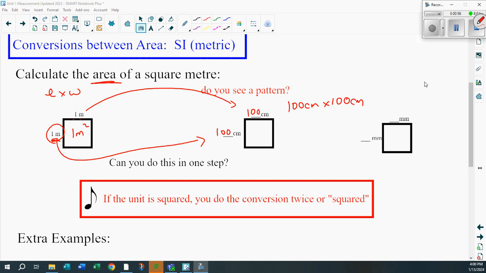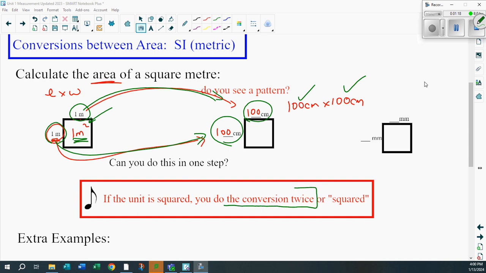I bet you don't see the pattern yet. Watch this. Isn't this the conversion once times the conversion twice? Why? Because this was meters squared. You converted this guy into this once, you converted this twice. So if this is meters squared, it tells you that you have to do the conversion twice, or squared. What are you talking about, right?